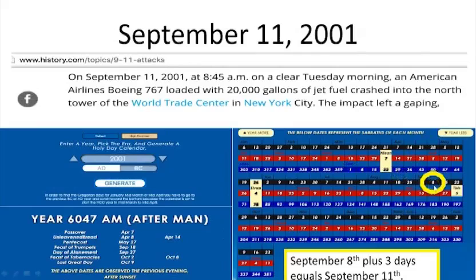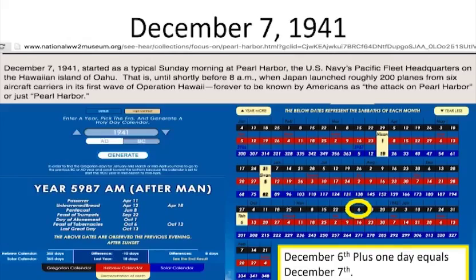Now, you'll note that the yellow is circled on the 8th. And what we're looking for is the 11th. So the 9th is Sunday, the 10th is Monday, and the 11th is Tuesday. And that's exactly the date that we're looking for, September 11th of 2001. The next calendar we're going to look at, and what I have done here is I'm going to show 3 calendars. And those 3 calendars are going to be calendars of historic events that we should be aware of.